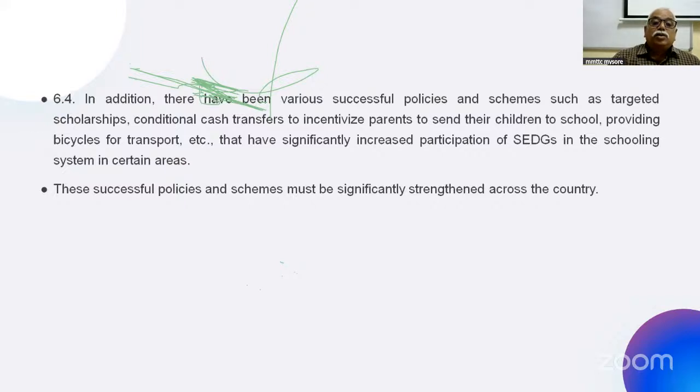The next point talks about various successful policies and schemes which have been there earlier. Prior to NEP 2020, we had a national education policy in 1968, then a national education policy in 1986. These are the two policies we had earlier. Whatever best practices those policies highlighted, which have given positive results, need to be continued. The policy is stressing on that.